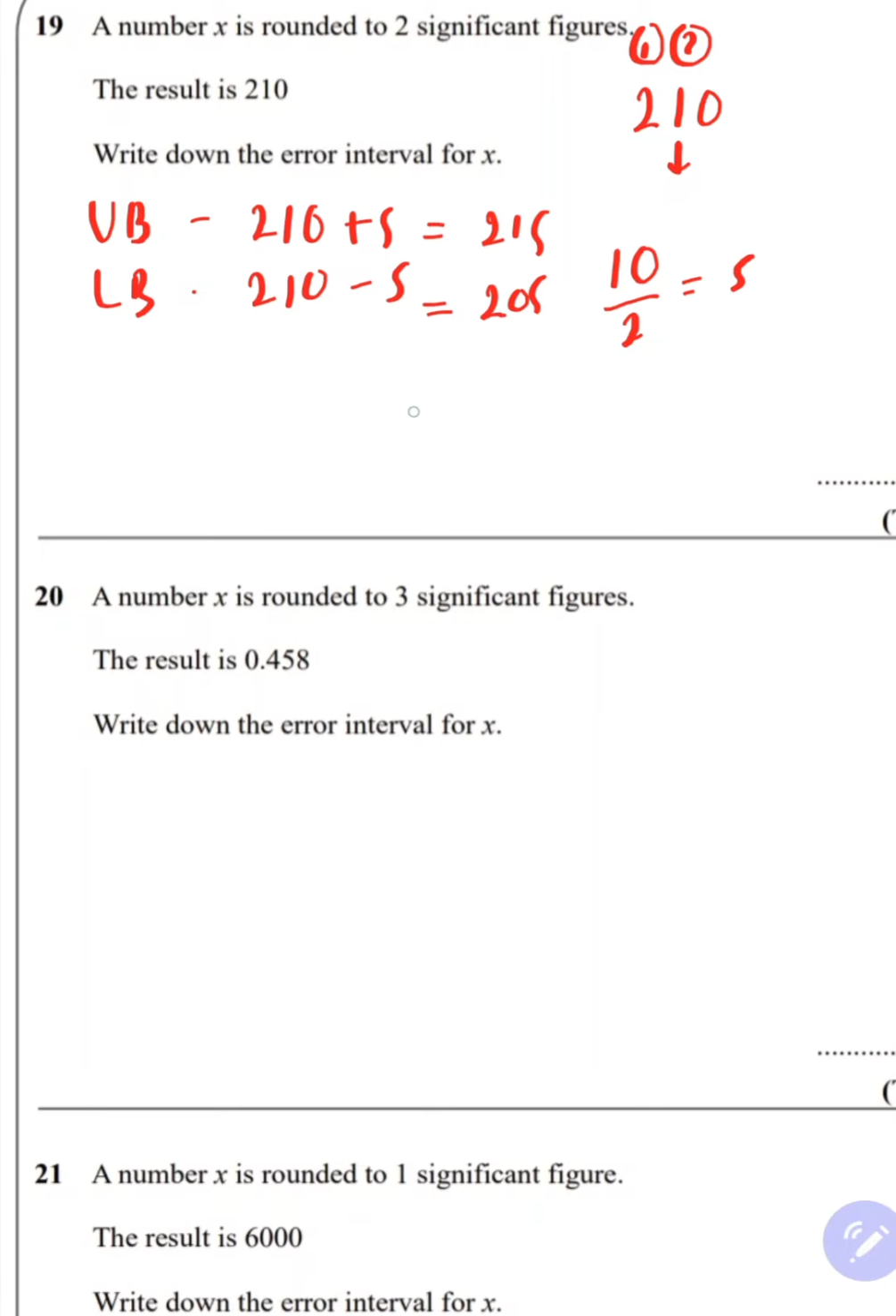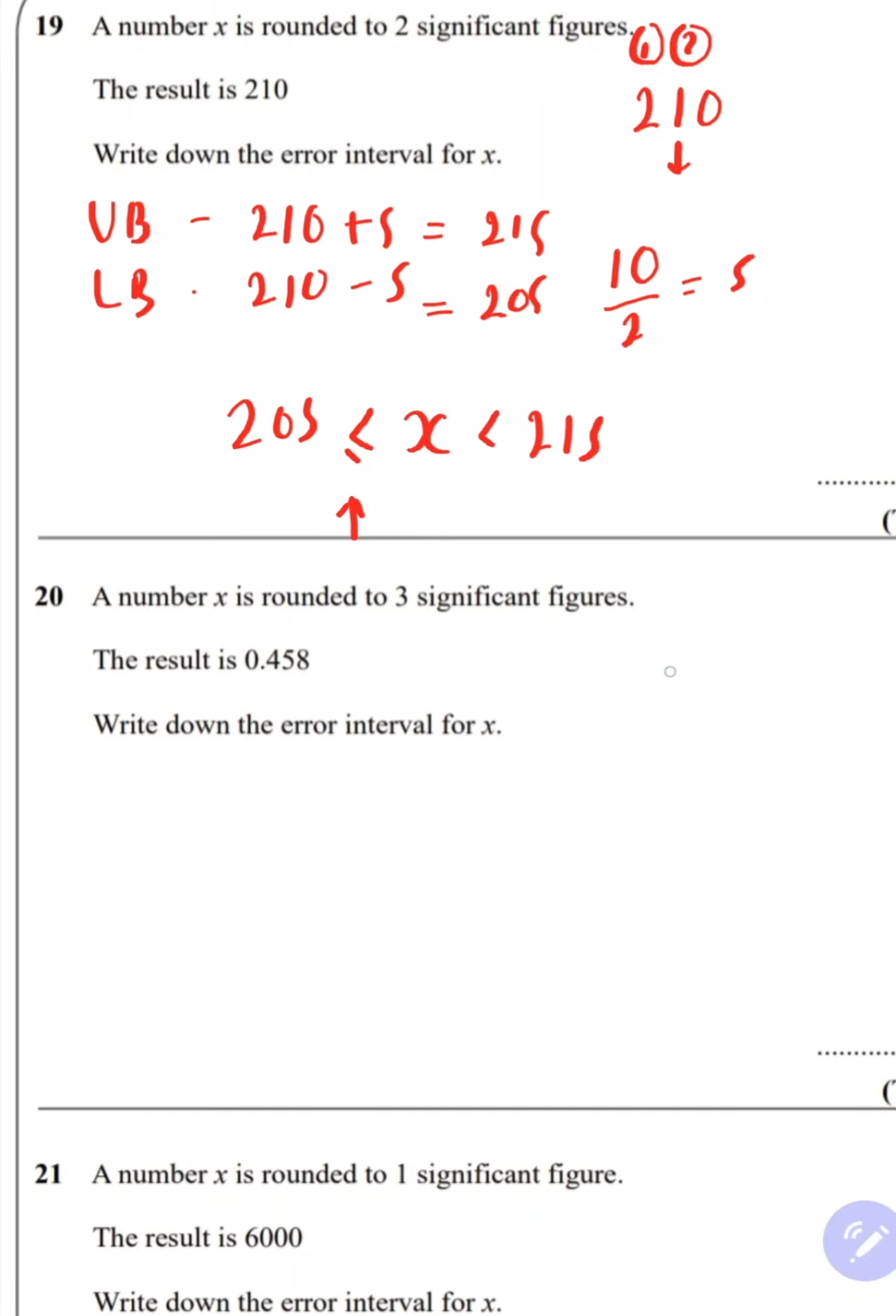Okay, so all we do now is put our x in the middle there. Remember, x has to be lower than 215. If it's 215, it will round up. But if it's 214, it will round to 210. And then the lower bound is 205. But with the lower bound, it can be 205. That's why it's got this less than or equal sign. So that's how we lay out our boundaries.